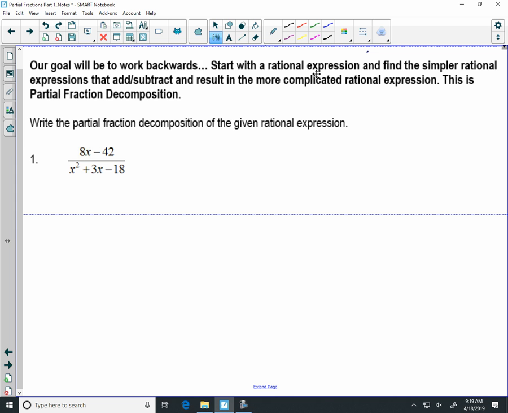The first thing we're going to do is factor our denominator. I don't really care to factor the numerator. I'm going to factor the denominator. So, two numbers that multiply to negative 18 and add to 3. Positive 6 and negative 3. Lovely.